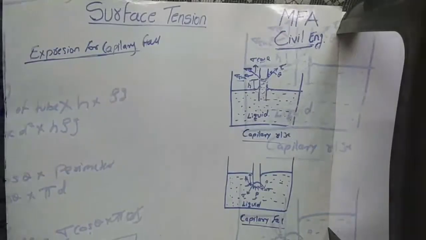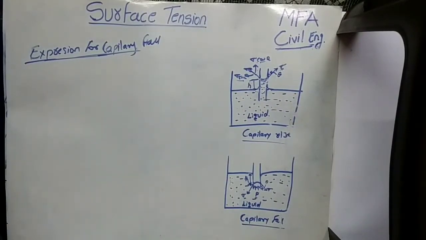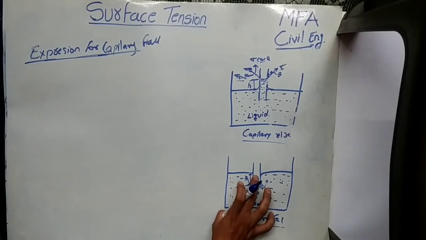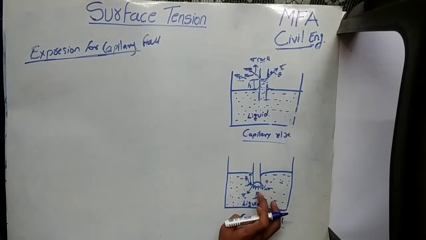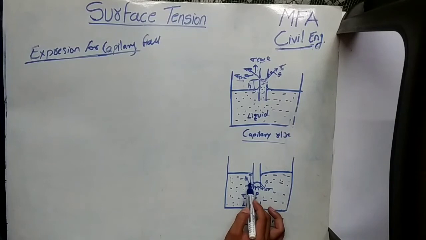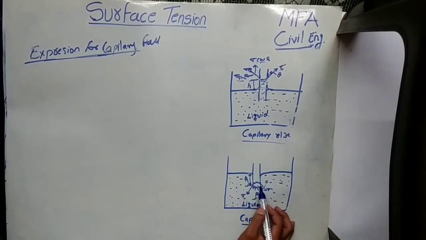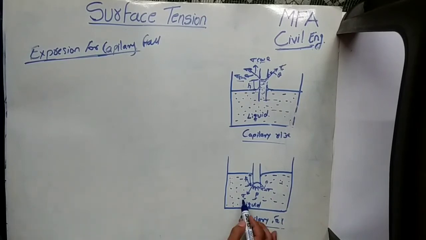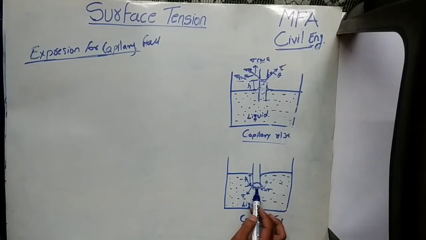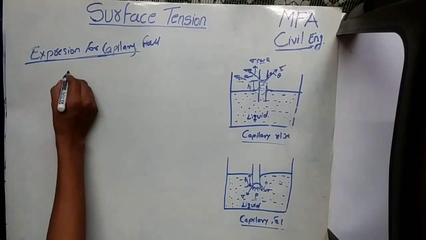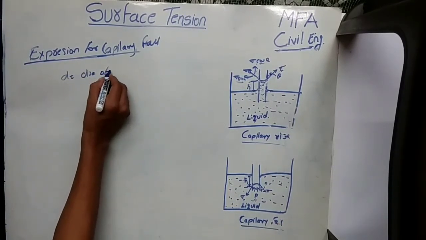Now let's see the expression for the capillary fall. Consider a vessel which is filled with the liquid, and a small tube which is open at both ends is held vertically in the liquid. Now h is the height of the capillary fall, theta is the angle of contact, and sigma is the surface tension. Now when the capillary fall takes place, there is a force acting vertically upward, which is called the hydrostatic pressure. Consider d is the diameter of the tube.